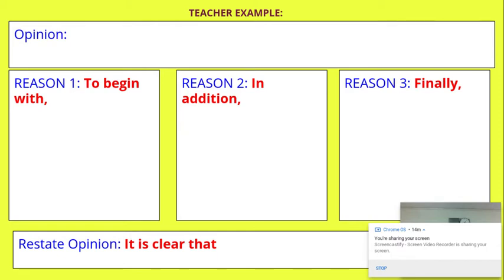Now, we have to back up that opinion with some reasons. So we might say, for reason number one, to begin with, it does not allow children to express themselves and to wear different kinds of clothes if everybody is required to wear the same thing. We can't express our individuality. So we might put that for reason number one. Reason number two, in addition, families would have to spend more money to purchase the school uniforms.